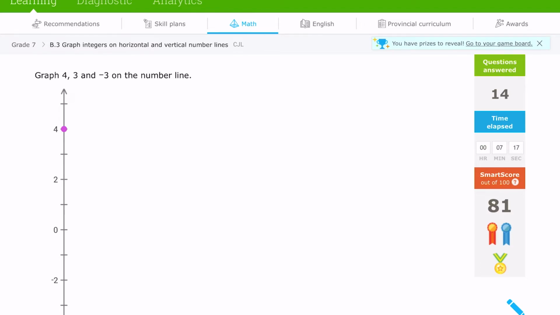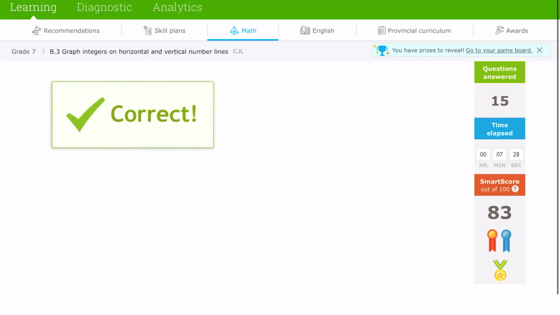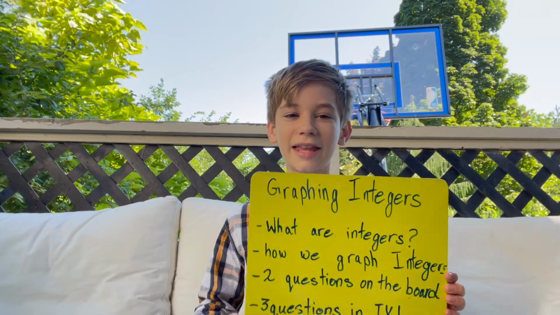So we're going up in the positive direction by 1, and in the negative direction we're going down by 1. So 3 should be there, and negative 3 should be there. Now, back to the video.